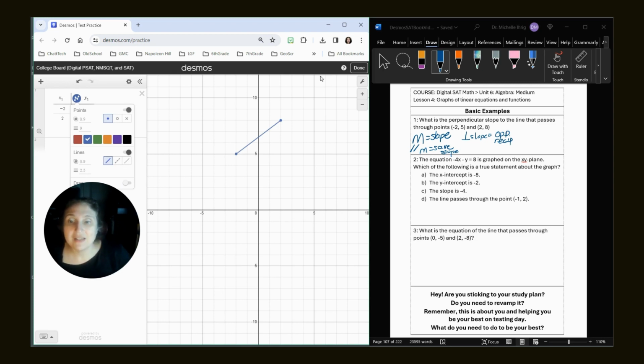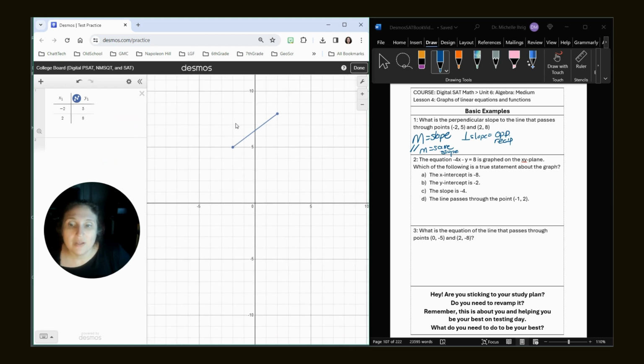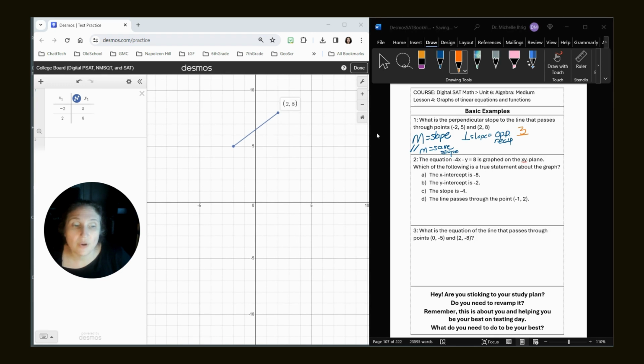So I can see that I go up 1, 2, 3 points, because remember, slope also could be rise over run. So I went up 3, and then I went over 1, 2, 3, 4. So my original slope is 3/4. Because it wants the perpendicular slope, I need to do the opposite of positive, which is negative, and then I need to flip the fraction. And so that is my answer.